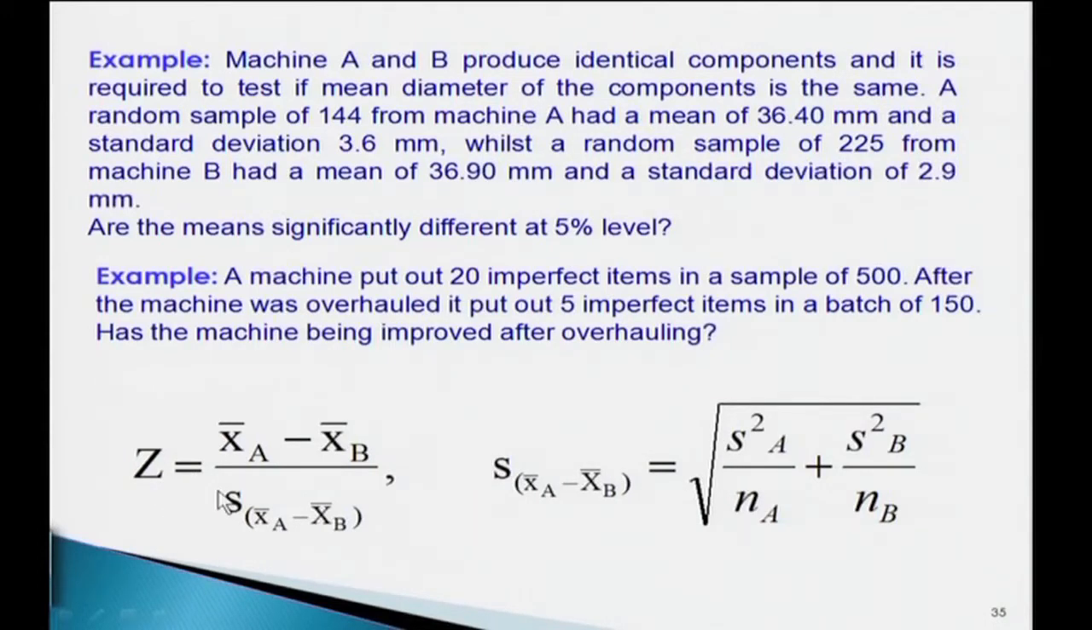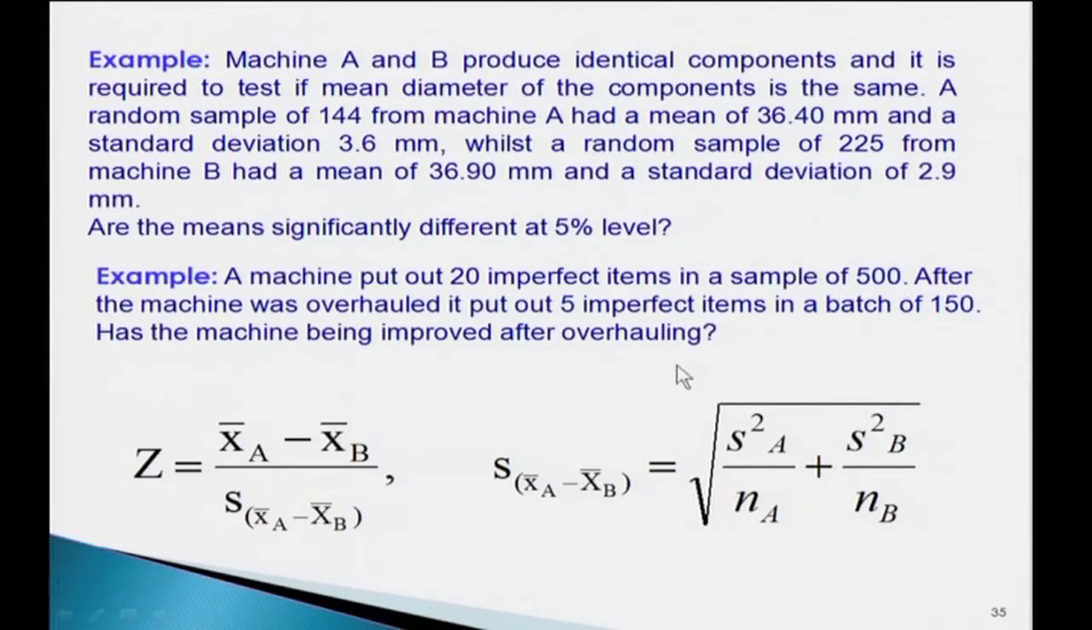Another question to understand how to identify: a machine put out 20 imperfect items in a sample of 500. After the machine was overhauled, it puts 5 imperfect items in a sample of 150. So, now again there are two samples. So, again you can apply the difference of, rather here there is one important thing. We are not given the averages, this is a certain kind of characteristic out of the sample. So, this is one proportion that is given.